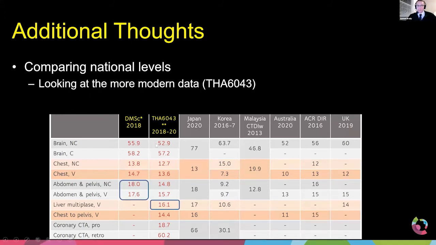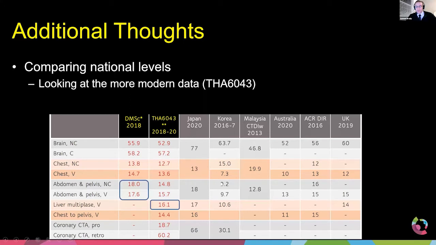So when you look here at the data, obviously you give the values for the single slice and then what would probably be considered the more modern data, greater than 64 slice. And you look at these values. I'm just going to focus here on the abdomen, pelvis, as a point of reference. Your DRLs are basically 14.8 and 15.7 for non-contrast and contrast. And you can see how, for all intents and purposes, you're right in the middle of the pack.